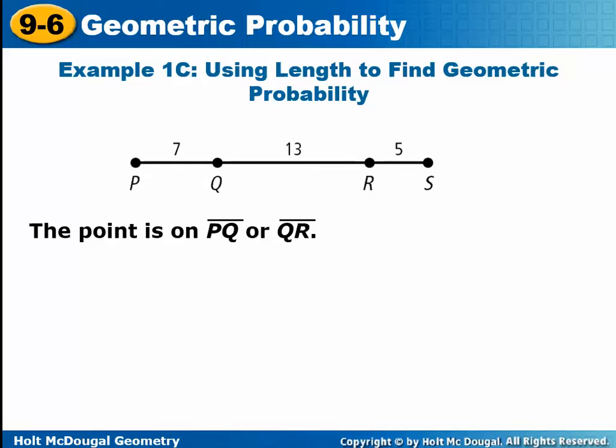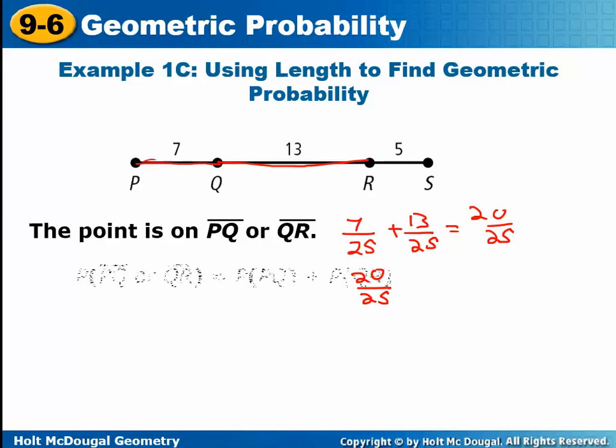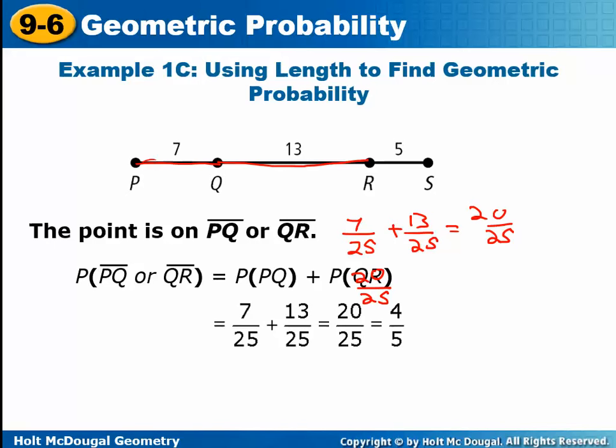This one says the point is on PQ or QR. Here's PQ, here's QR. So we could say, okay, well 7/25 plus 13/25 is equal to 20/25. Or we could add them together first. 7 plus 13 is 20, and say it's 20/25 from there. So again, there's more than one way to solve this.